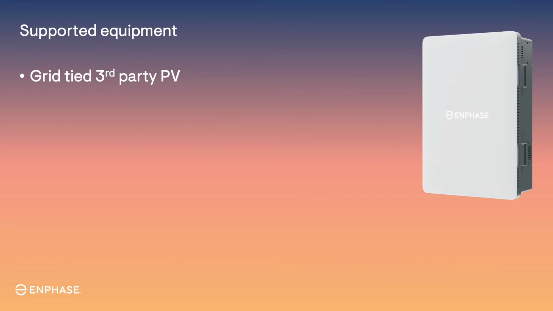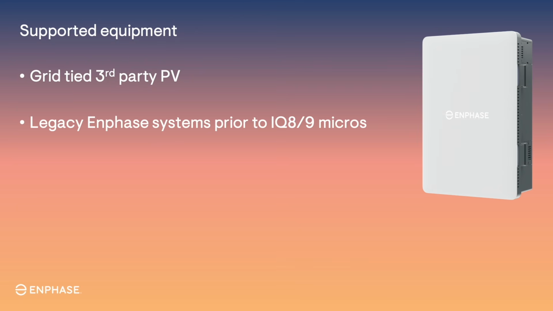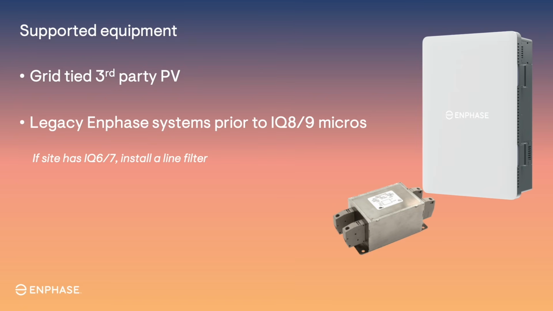Supported equipment includes most grid-tied third-party solar inverters, and legacy Enphase systems, including microinverters made before the IQ8 and 9 microinverters. Examples are the M215s, S230s, or D380s. If your site will include IQ6s or 7s, along with IQ8s or 9s, be sure to add a line filter in between the load controller input and the combined output of the previous system.